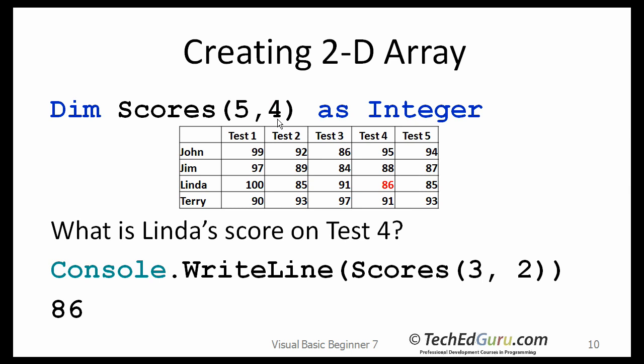So once I fill that array, then I can ask the question, what is Linda's score on test number 4? Test number 4 corresponds to an index of 3, and Linda is the third student, which means it corresponds to the index number 2. So when I run that statement, the answer is 86, which is Linda's score on test number 4.